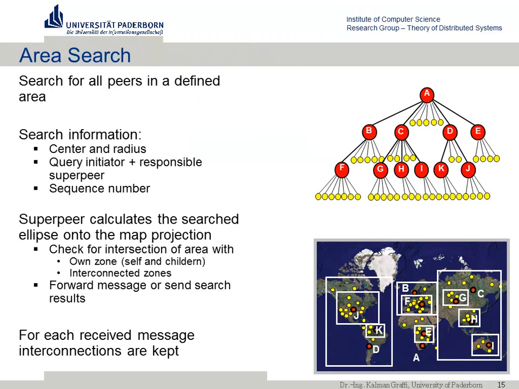Okay, so one very prominent functionality in this GLOBase, this location-based search, is the area search. And the point is to search for all peers in a defined area. And here the emphasis is on all, because you don't want to find only 50% or some, but you want to really find all nodes in that area.